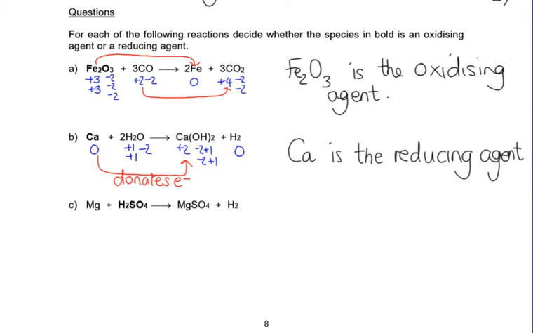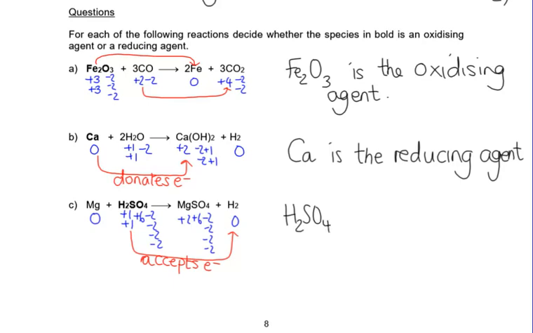Okay, so the next one, Mg plus H2SO4. H2SO4, is it the oxidising or the reducing agent? And if we look at that one, the hydrogens in the sulfuric acid are gaining electrons, accepting them, and therefore sulfuric acid is acting as an oxidising agent. It's accepting electrons and causing the oxidation of the magnesium metal. Okay, so this is a little section on oxidising and reducing agents. You could find your study pack and maybe have a go at practising a few more.